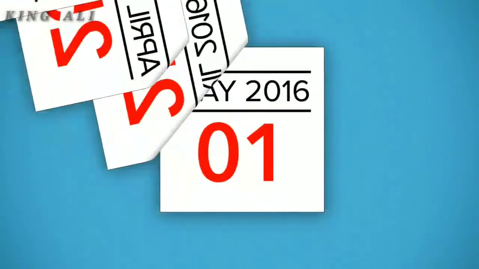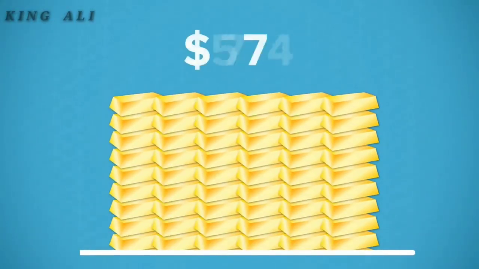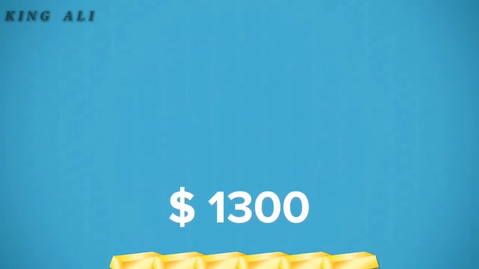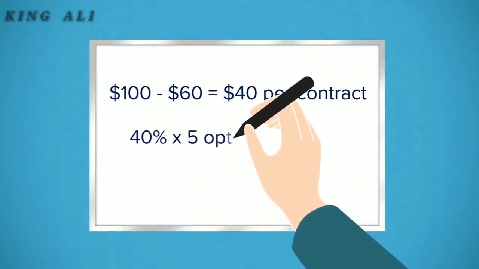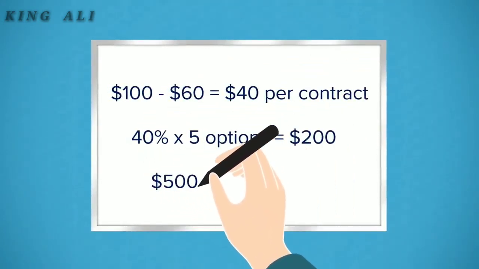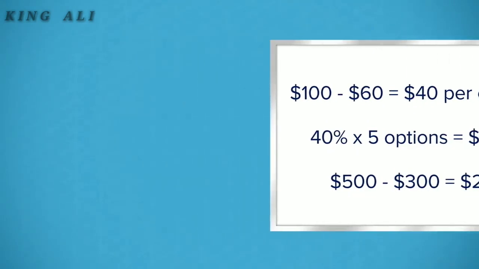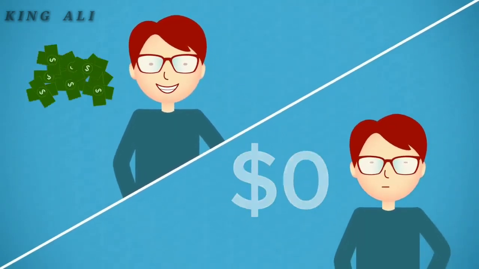Fast forward to the end of the week. Ben's premonition came true, and gold reaches $1,300. In that case, Ben's trade finishes in the money. Ben will make $40 per contract for a total of $200, as the expiration value will be $500 minus his $300 initial cost. Had the price of gold not cleared $1,250, Ben would have lost his entire $300 on the trade.